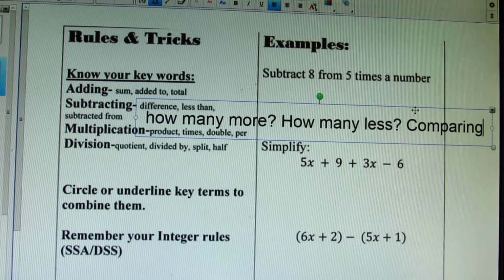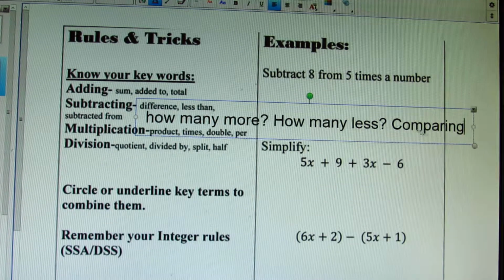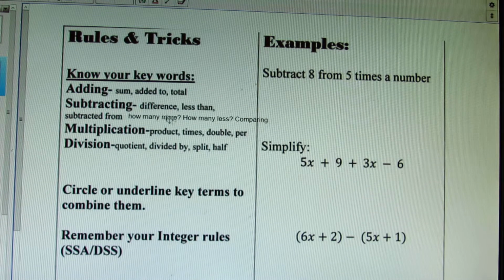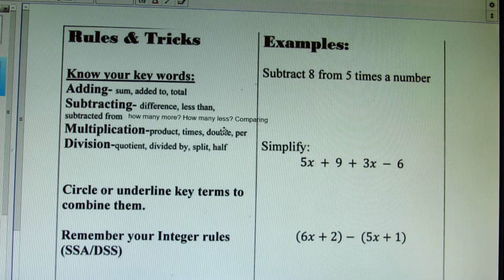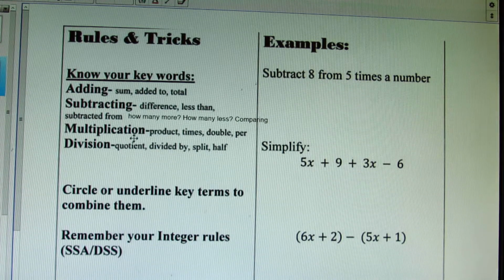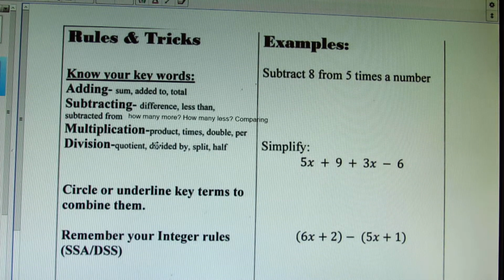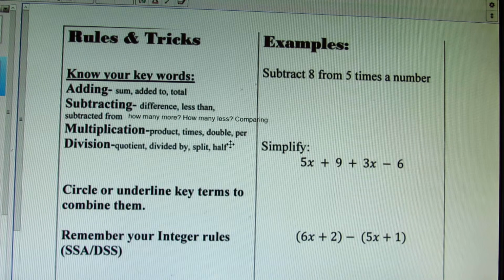So again, subtracting involves difference, less than. I can even do how many more, how many less, or anytime I'm comparing. Multiplication is product, times, double, which means 2 times, and per. Per can also be used for division, but I also have the words quotient, divided by, split, and half.